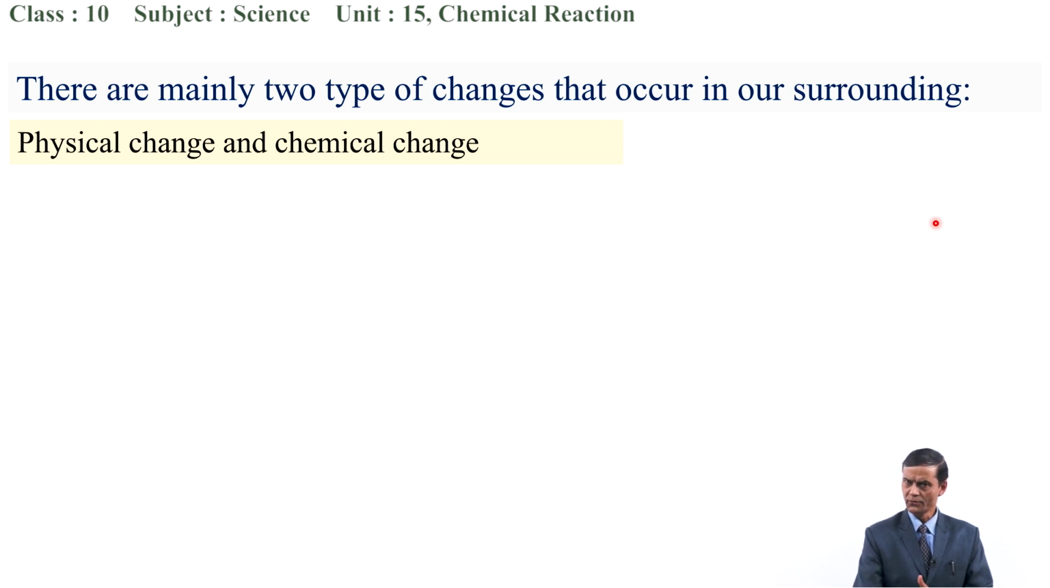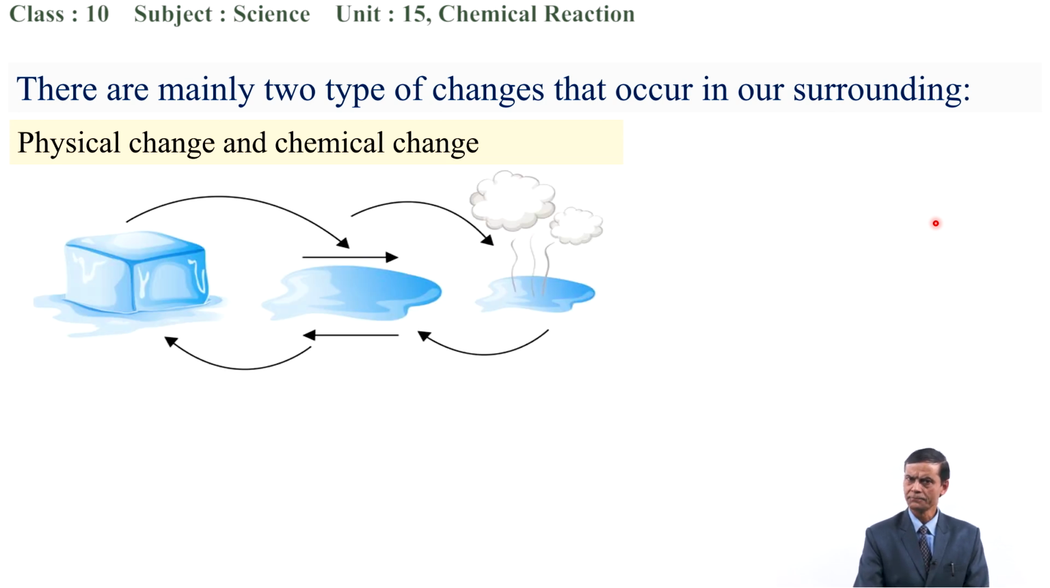Dear students, what is physical change then? Look at this picture. This is an example of which change? Physical change. How can we say this is physical change? Look at it. This is ice. After melting, ice changes into water. Water changes into vapor. That vapor is converted into cloud, isn't it? From the cloud, rainfall occurs, and again the cycle continues. That cycle is the water cycle.